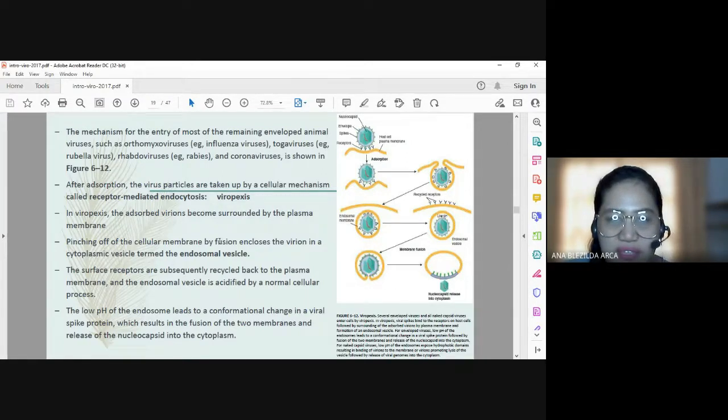So in viropexis, the absorbed virions become surrounded by the plasma membrane. Pinching off of the cellular membrane by fusion encloses the virion into a cytoplasmic vesicle known as endosomal vesicle or endosomal membrane, this one. The surface receptors are recycled back to the plasma membrane, like this, and the endosomal vesicle is acidified by a normal cellular process. Now, the low pH of the endosome leads to the conformational change of the virus spike protein, which results in the fusion of the two membranes, like this one, and the release of the nucleocapsid into the cytoplasm. Okay, so ito yung nangyari kapag meron kang viropexis.